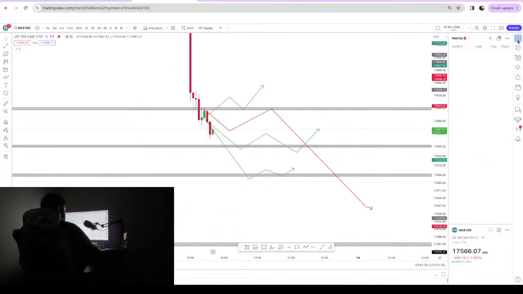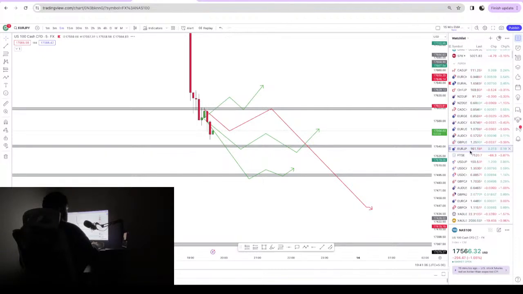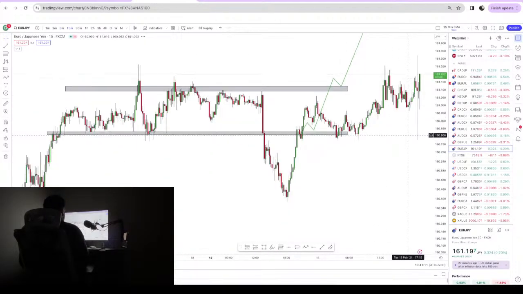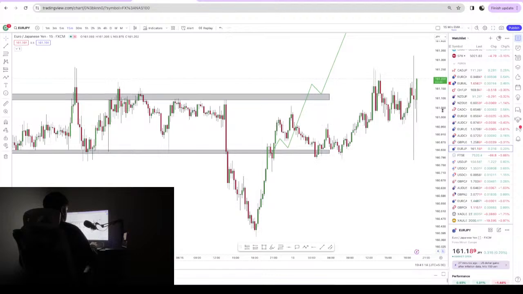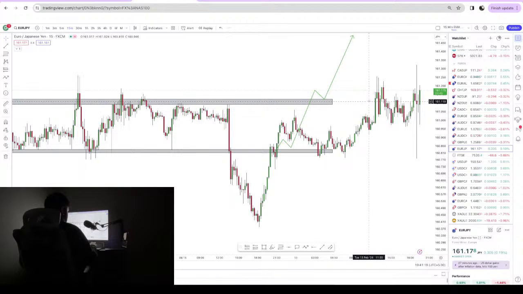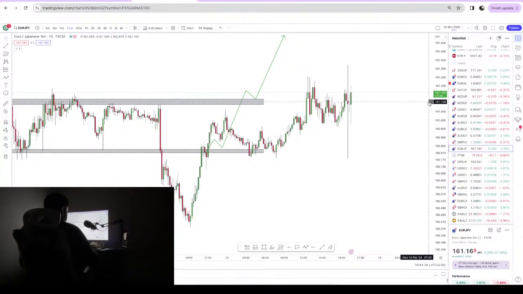So yesterday we had an analysis. Let's see. So this was the analysis which we took yesterday. One target was hit straight away. After that, at this level, there is no engulfing candle that triggers you to take any entry. And now I think it will form, and then it is again an entry for the next trade.